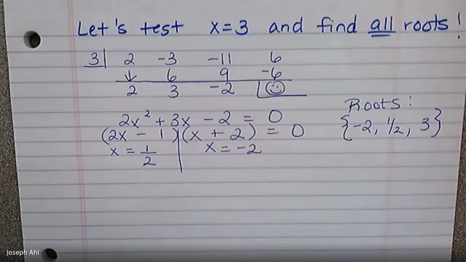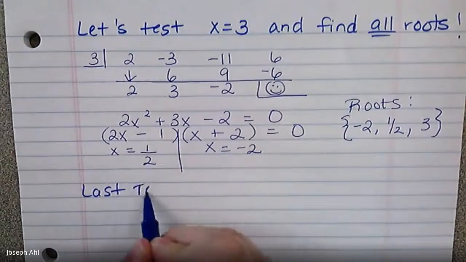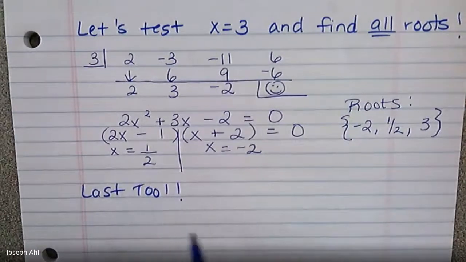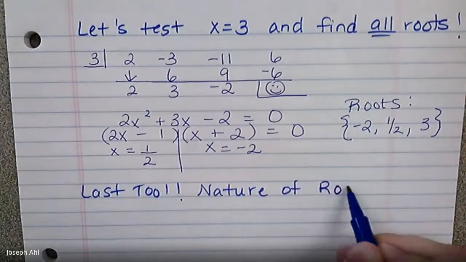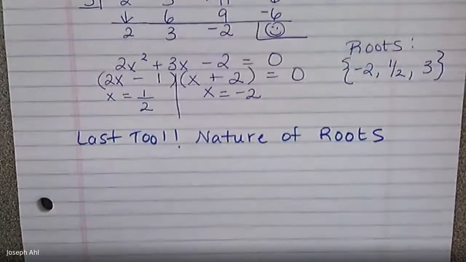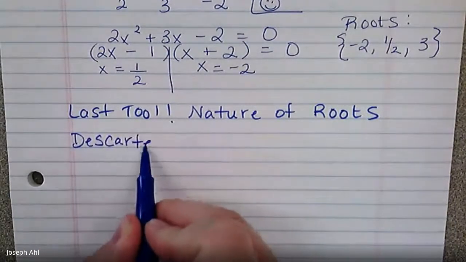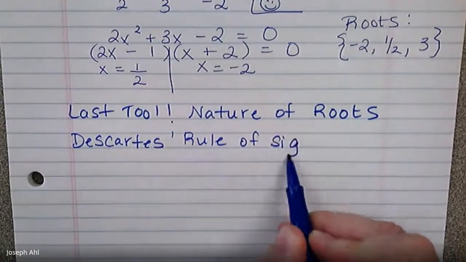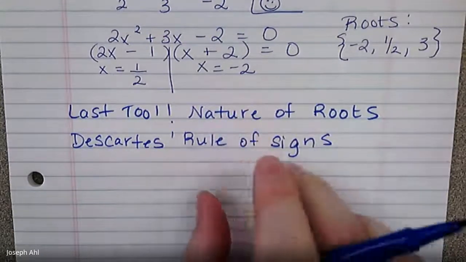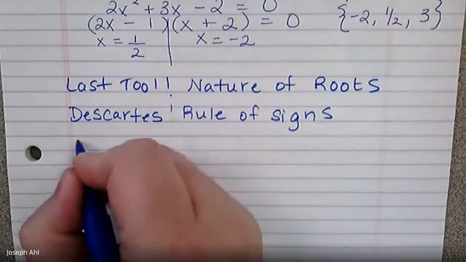All right, let's talk about our last tool. Last tool for now is going to be something called Descartes' rule of signs. And Descartes' rule of signs tells us about the nature of the roots. So Descartes is a famous mathematician. And his rule of signs helps us determine how many possible positive roots, negative roots, and complex roots there would be in a polynomial.